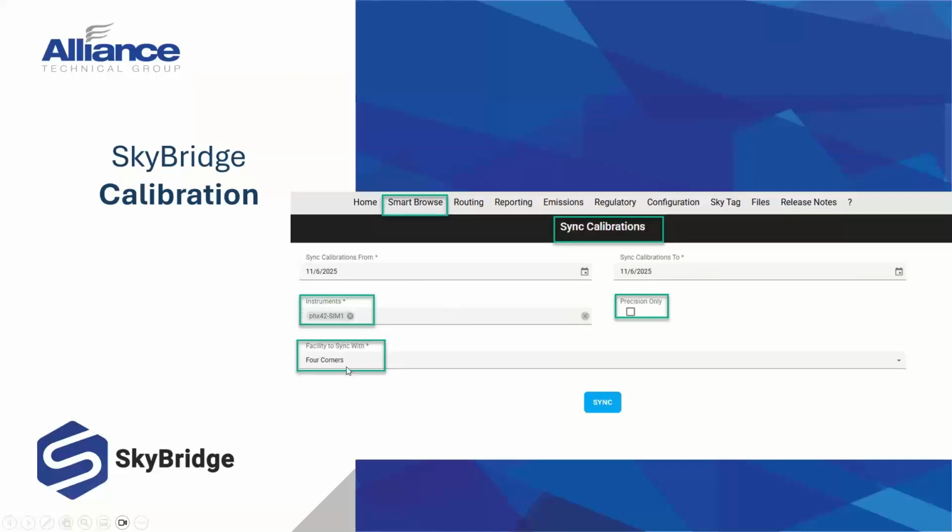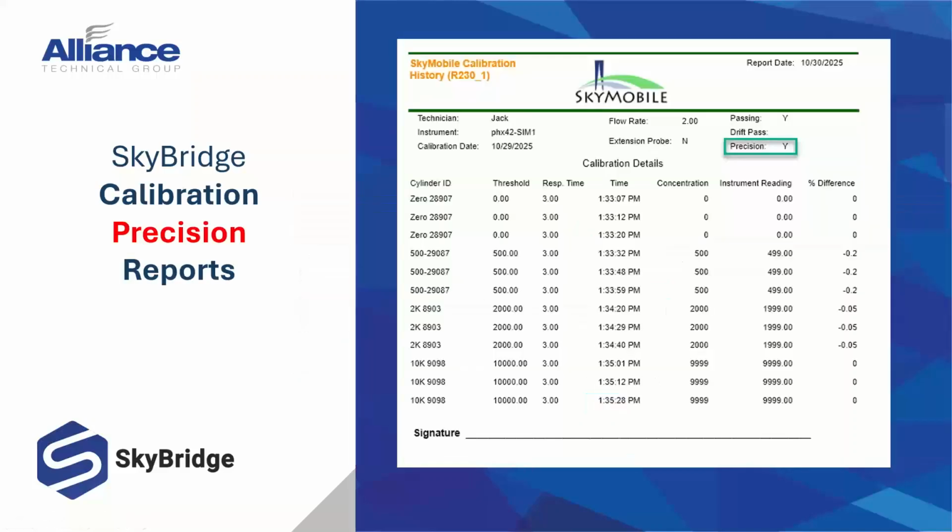And then of course you're going to pick the facility that you're at here. Okay? And then you can do the daily calibration or precision only. And then you hit sync. That way you don't have to recalibrate when you cross the street to another facility, if you have access to that facility. And then it's the report.